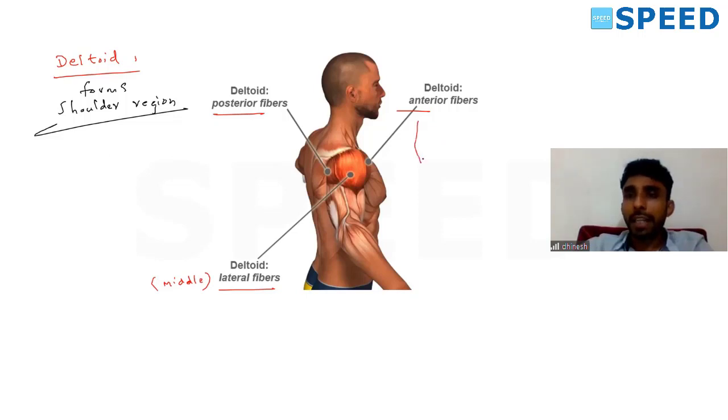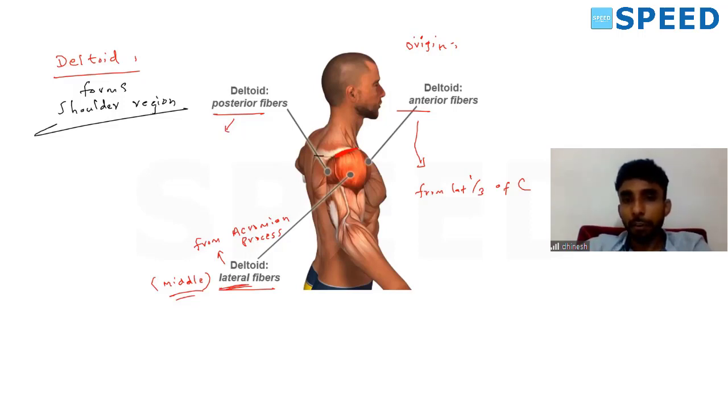When you talk about the origin of the three sets of fibers of deltoid, the anterior fibers arise from the lateral 1/3 of the clavicle bone. Then what about the middle fibers? I am tracing the origin of the middle fibers, or acromial fibers, of deltoid. They are called acromial fibers because they arise from the acromion process of the scapula, also called lateral fibers or middle fibers. Now coming to the posterior fibers, this is the spine of the scapula, and right now I am tracing the spine of the scapula.